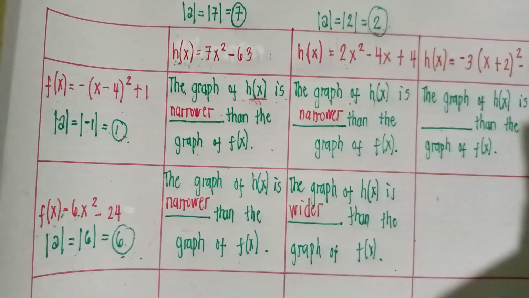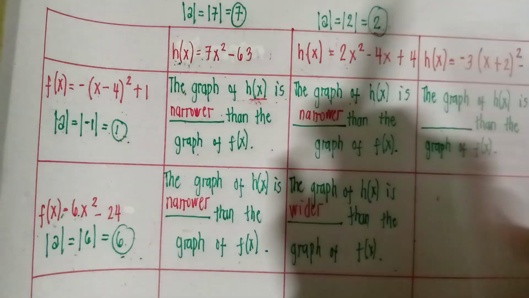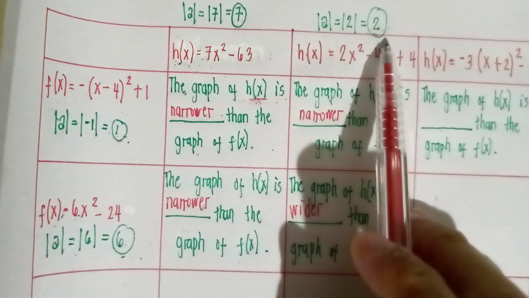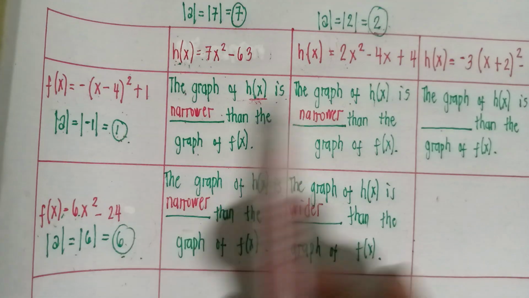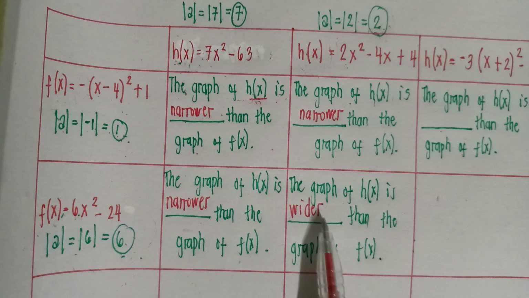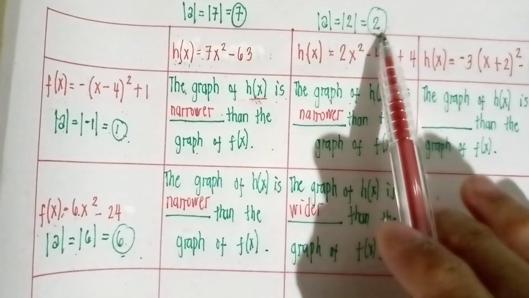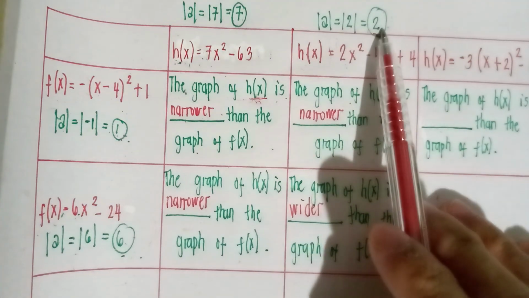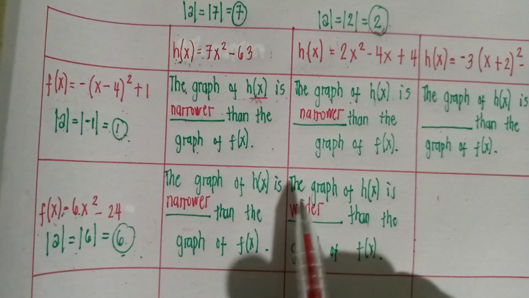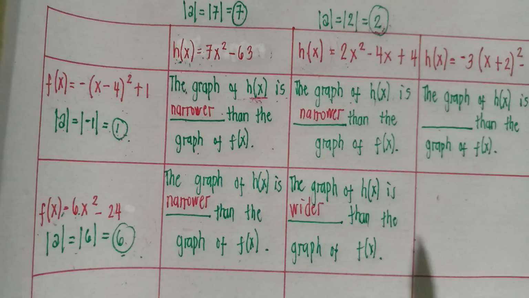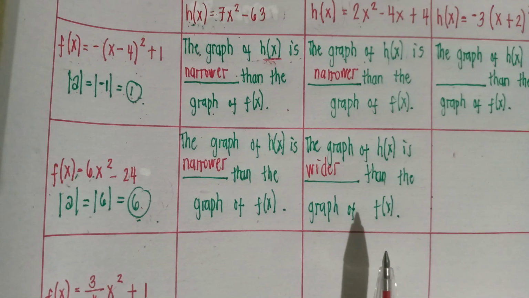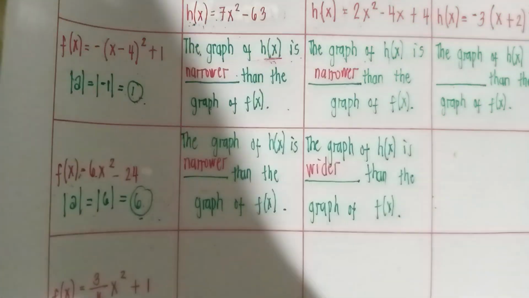If larger, narrower. Compare with the one above: it is narrower because 2 is larger than 1. Here, when you compare on this side, it is wider because 2, the absolute value of a at the top, is smaller than 6. So that is how to answer all the boxes in the table. That is part of your exam in test 2.